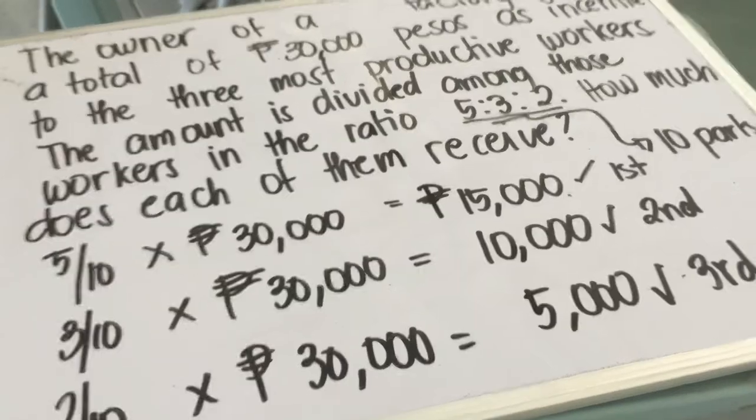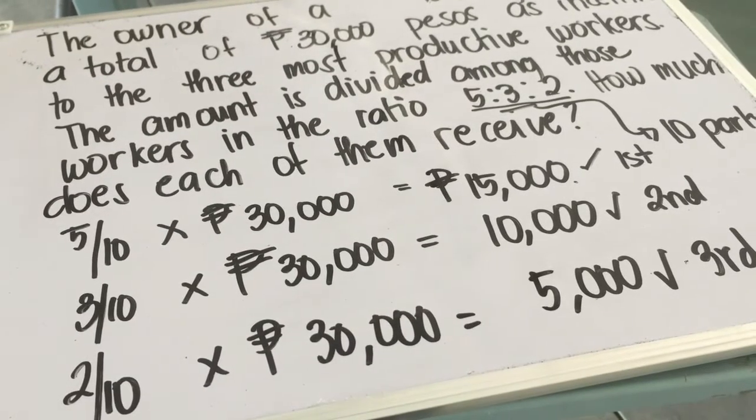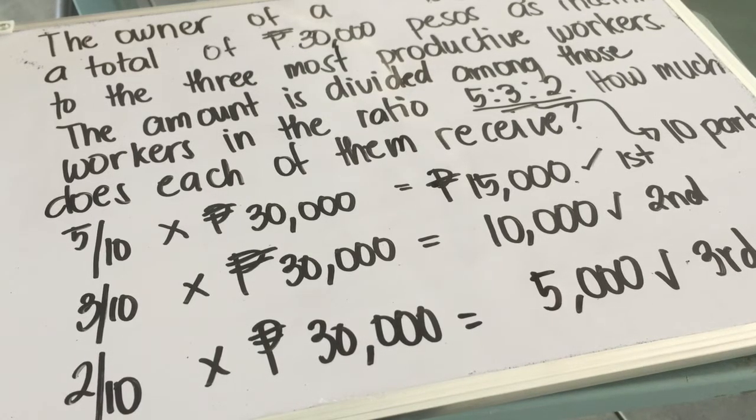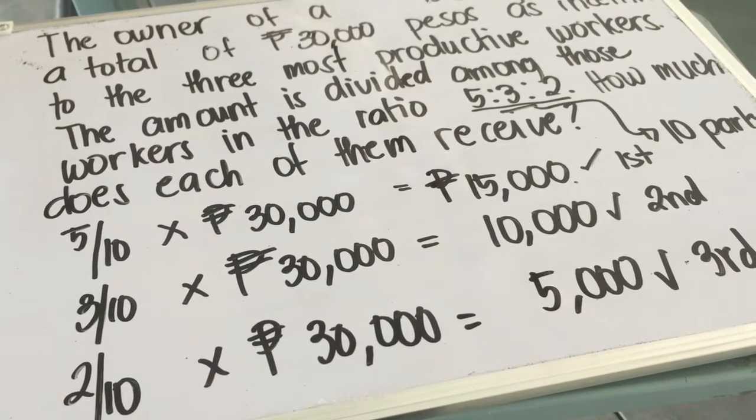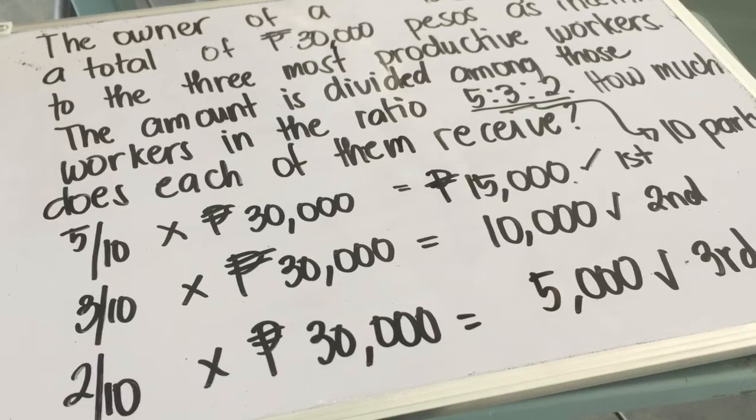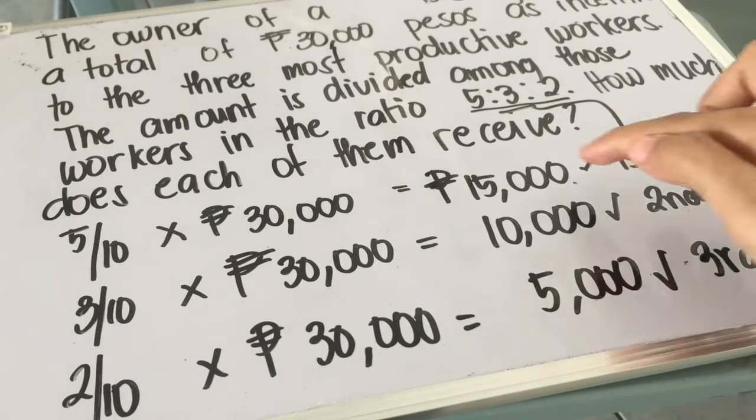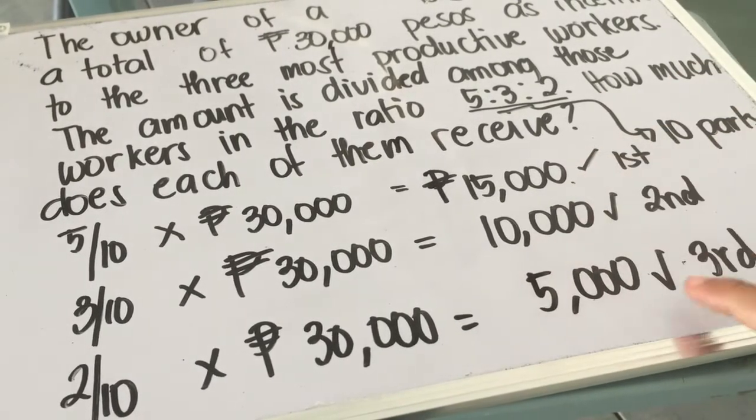So, sa pagsagot nyo ng word problem, don't forget na we have to conclude or put a conclusion like this. Therefore, the three most productive workers will receive 15,000, 10,000, and 5,000.